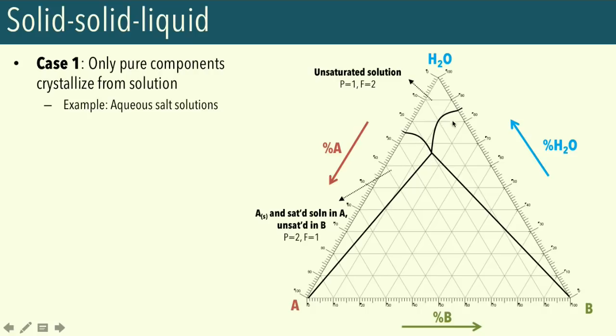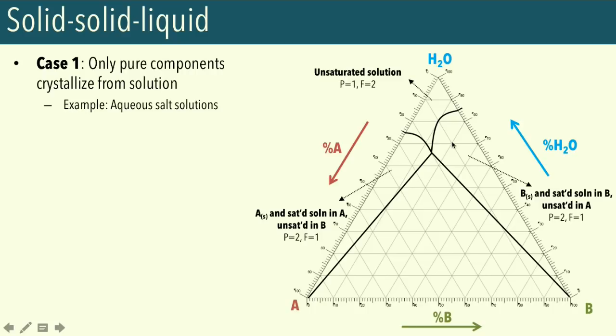Same treatment can go for this region over here. Note that for cone-like regions in our ternary diagrams, the phases present can be determined based on the vertices and any curved borders. In this particular region, our vertex over here is going to be solid B, pure B. And the bordering curve over here is going to be our solubility limit for B. Therefore, we expect to see a saturated solution in B and some B solid.